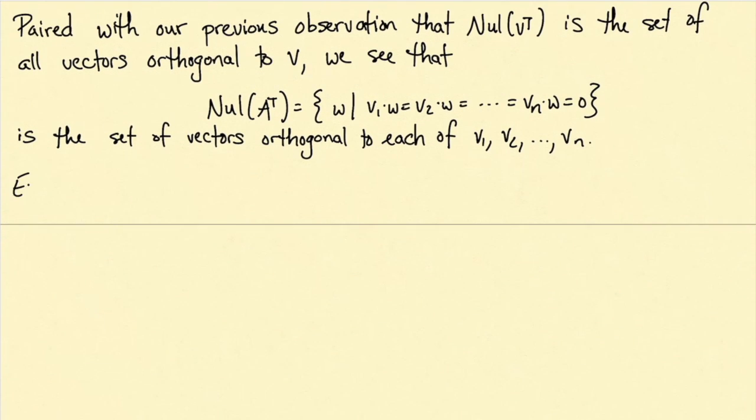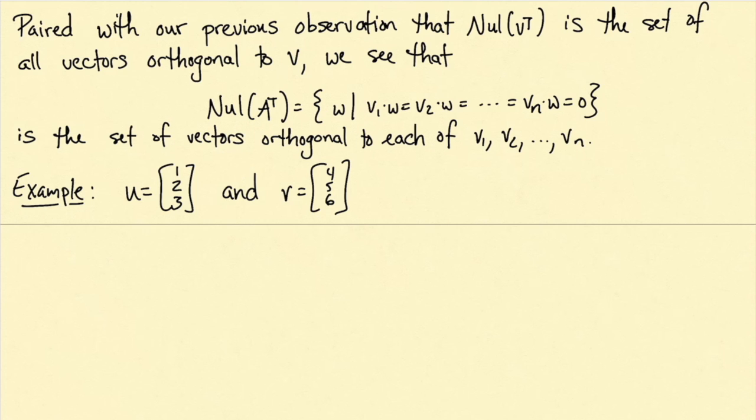So let's think about an example. Let's take the two vectors u with entries 1, 2, 3, and v with entries 4, 5, and 6. If we want to find all of the vectors w that are orthogonal to u and orthogonal to v, we start out by forming the matrix A, whose columns are u and v.